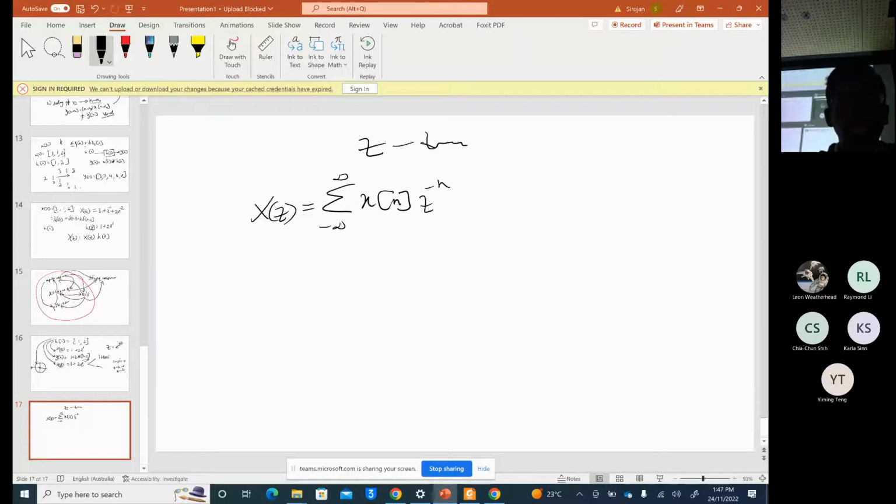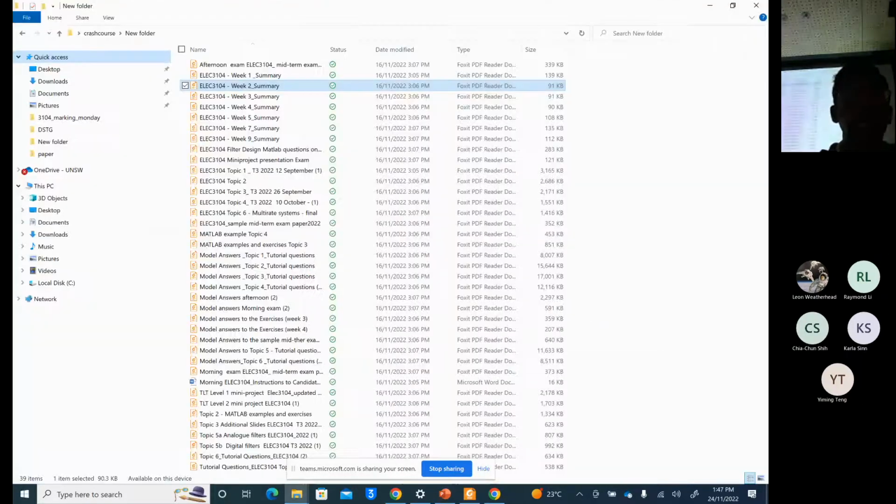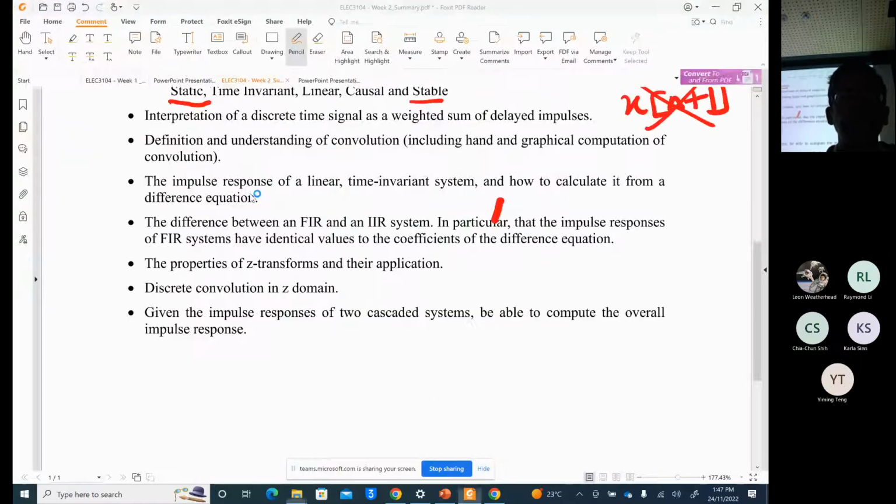So if you are only asked to use the first principle, then you have to do it. But otherwise, what you can use is you can actually use these Z transform tables, and you should be able to apply the Z transform table.